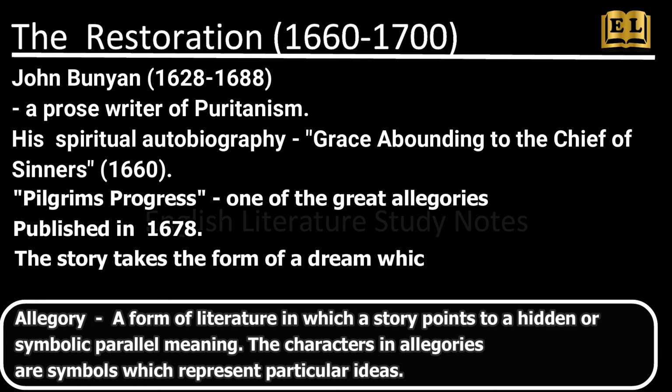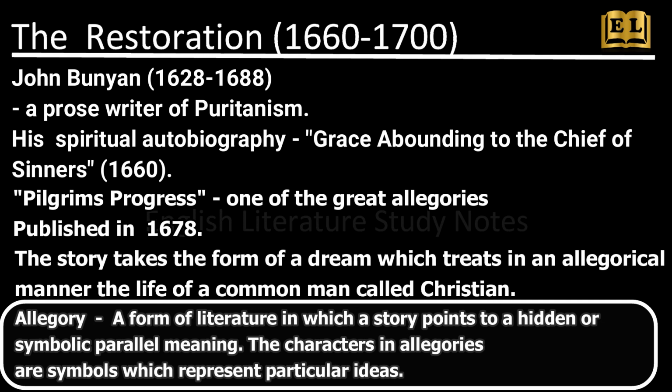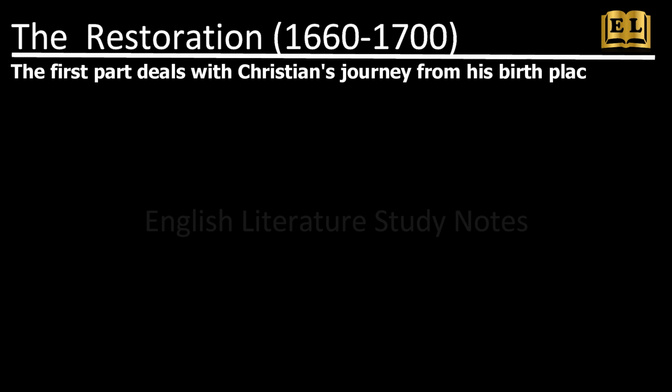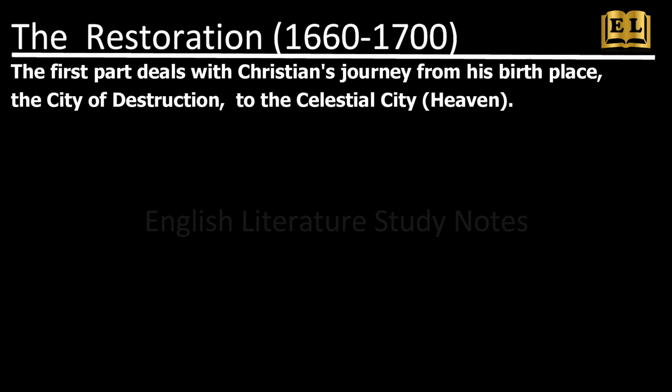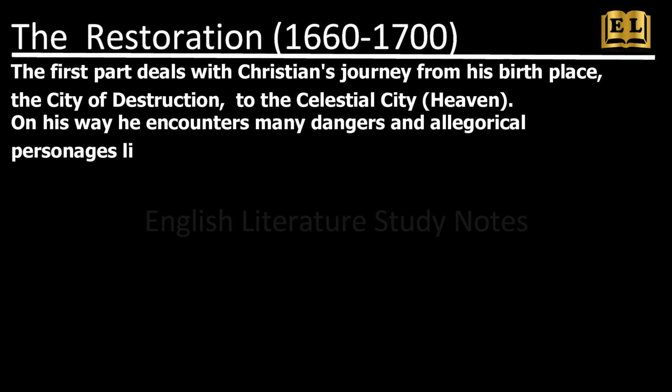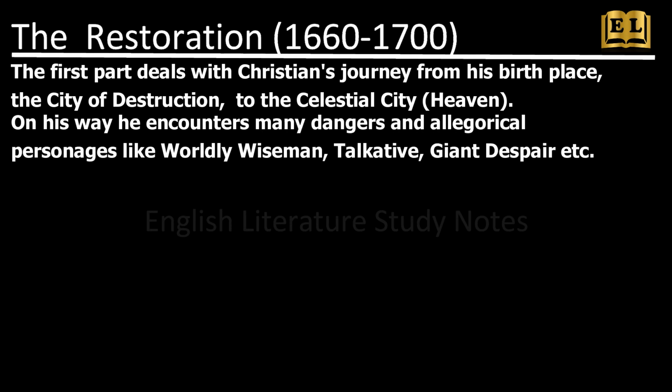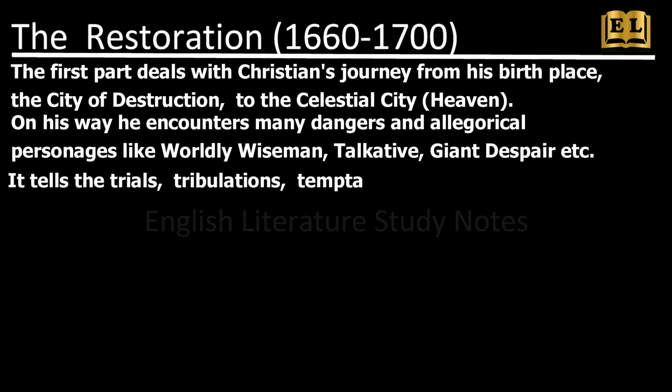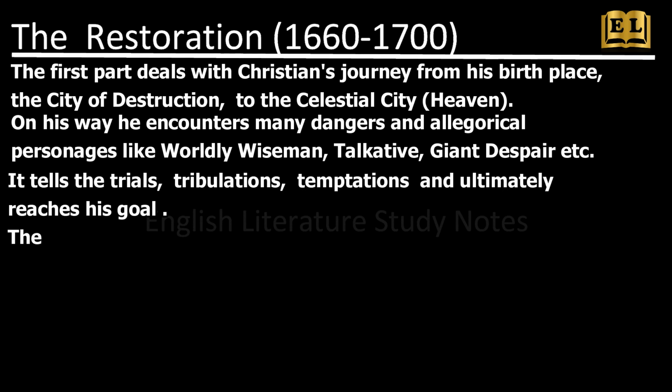The story takes the form of a dream which treats in an allegorical manner the life of a common man called Christian. The first part deals with Christian's journey from his birthplace, the City of Destruction, to the Celestial City. On his way, he encounters many dangers and allegorical personages like Worldly Wiseman, Talkative, Giant Despair, etc. It tells of his trials, tribulations, and temptations, and ultimately he reaches his goal.